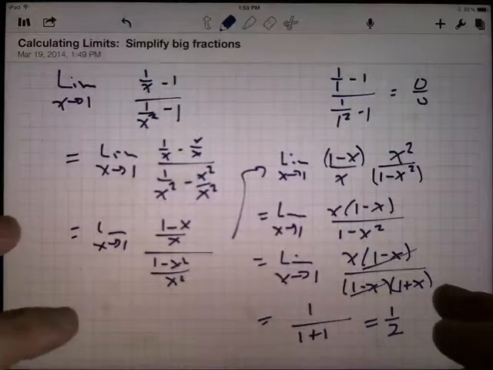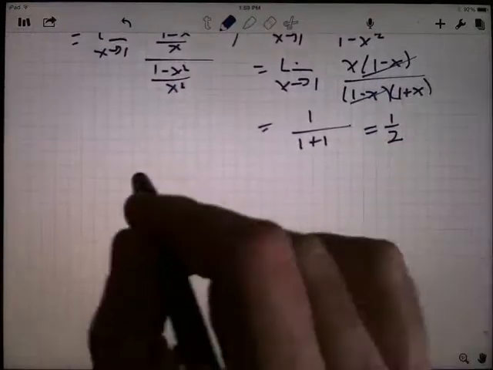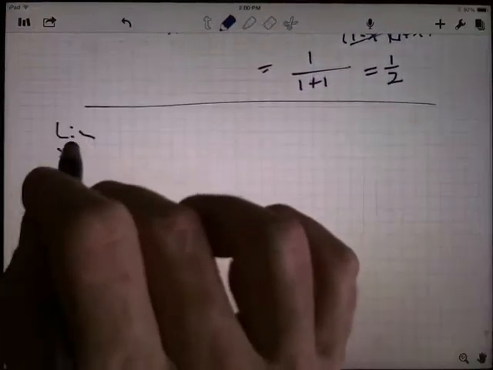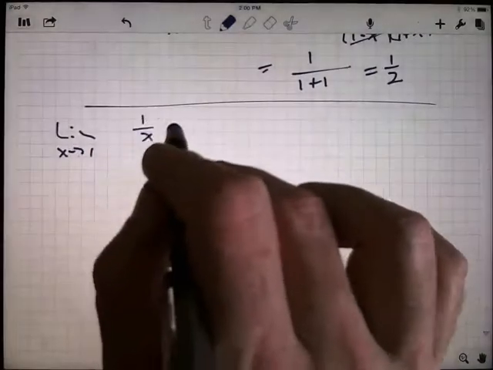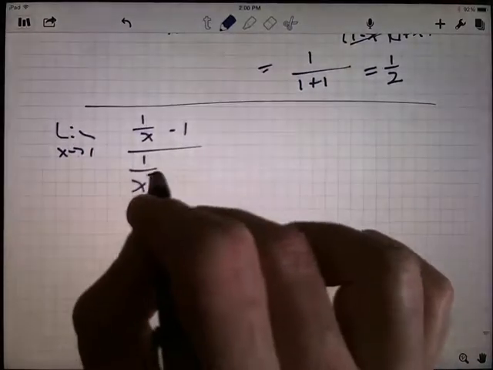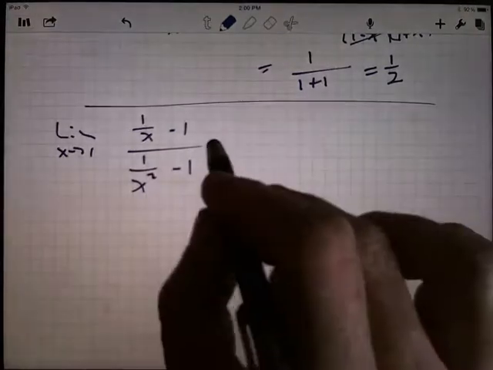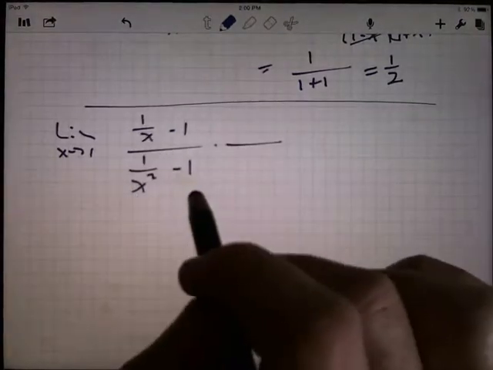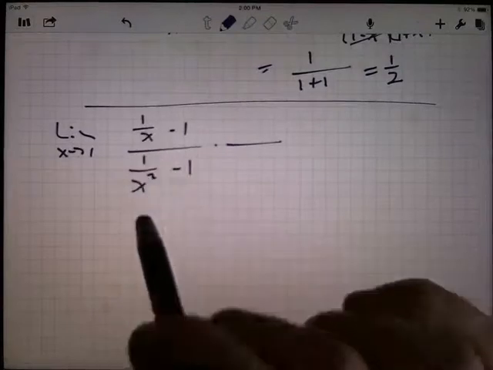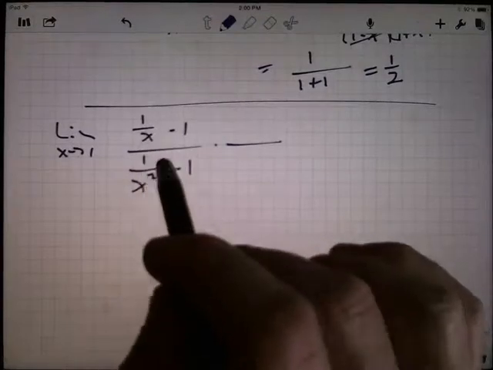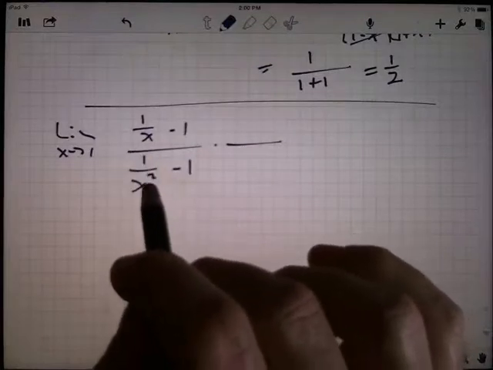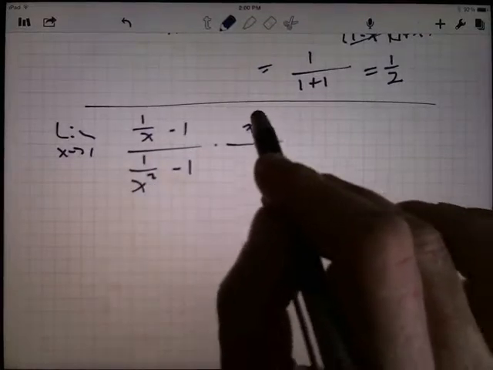Let me show you another way that I do that. Same problem. Limit as x goes to 1. I got a 1 over x minus 1 and a 1 over x squared minus 1. What I do is I'm going to multiply by 1. And the way I choose my 1 is I look at all the denominators involved, and I see an x and an x squared. The least common denominator is x squared. So I'm going to multiply top and bottom by x squared.